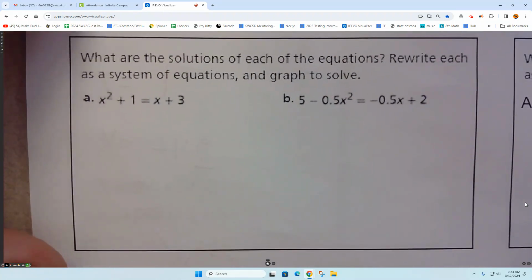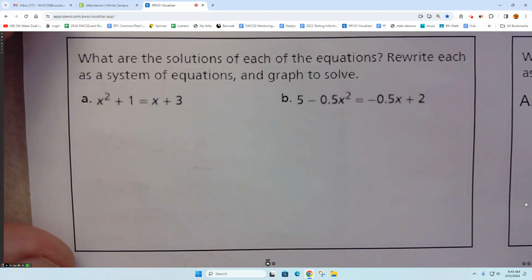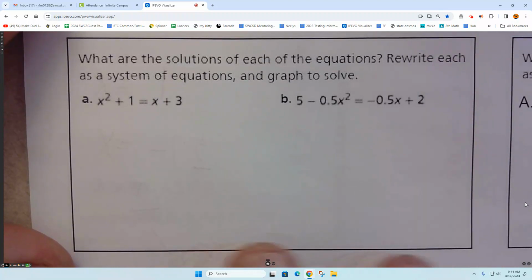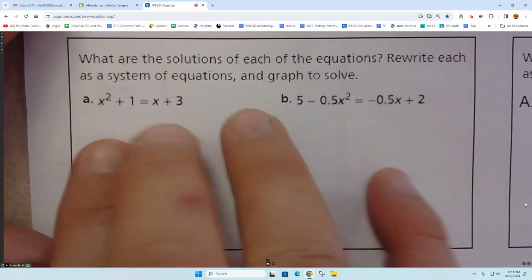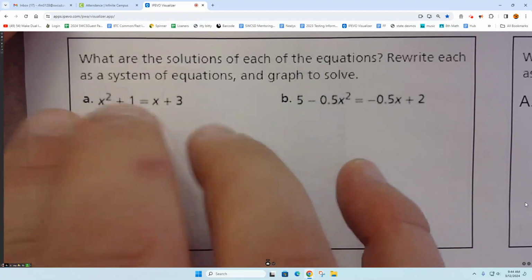All right, so what is the solution to these? Rewrite these. So here's where I was trying to make a point. Desmos might fuss with this, okay?